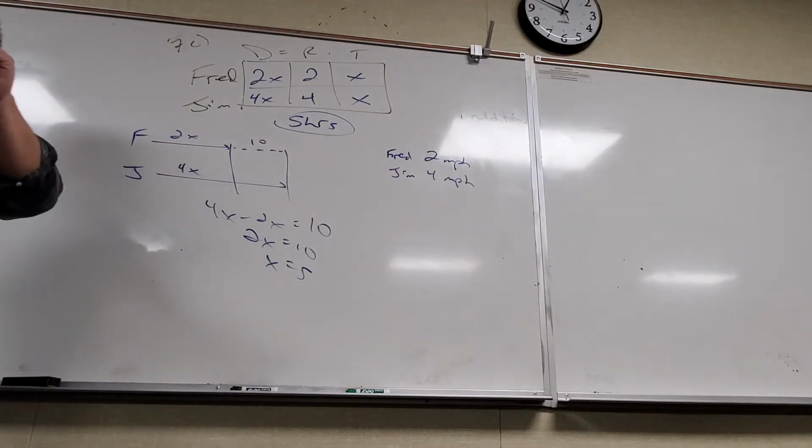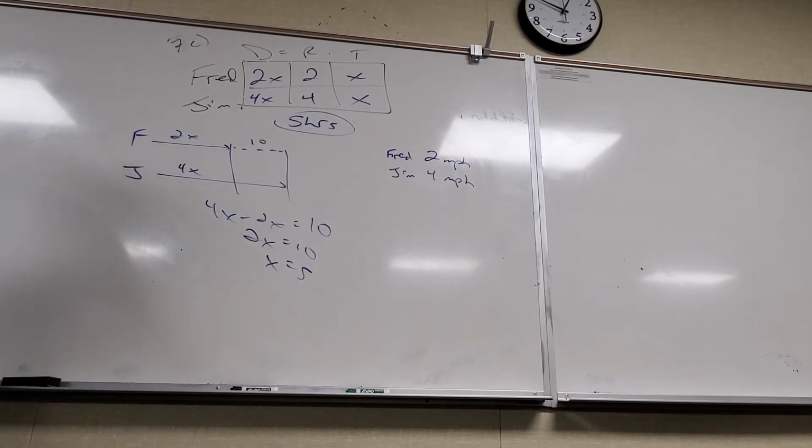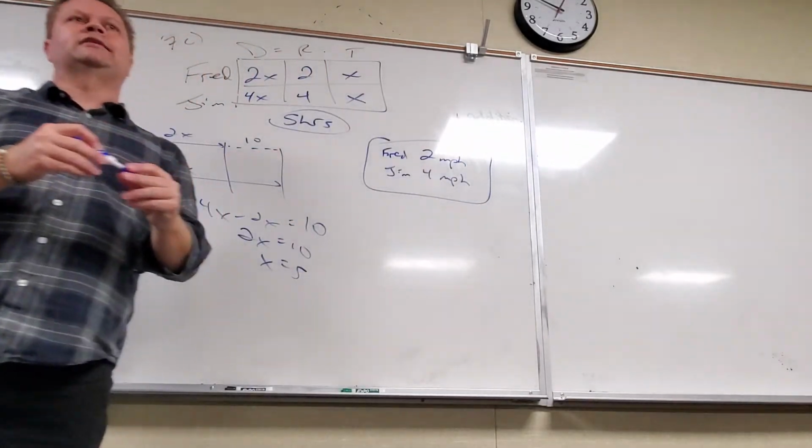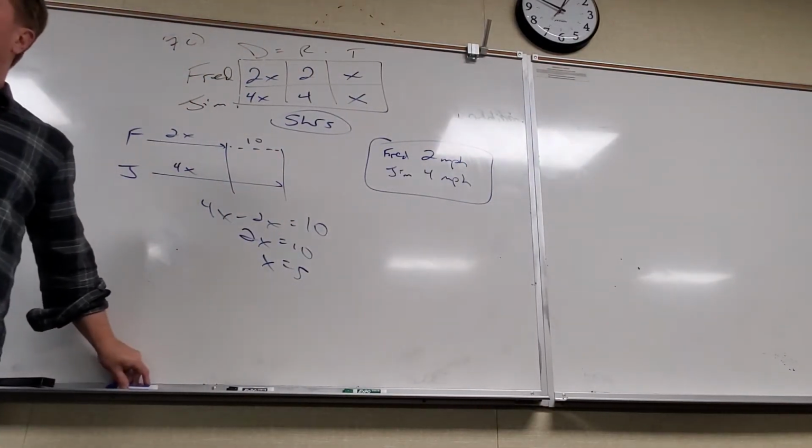So the piece that wasn't on your practice test that I just gave you was this piece. I had to tell you something else. I had 2 unknowns. You can only work with 1 unknown.